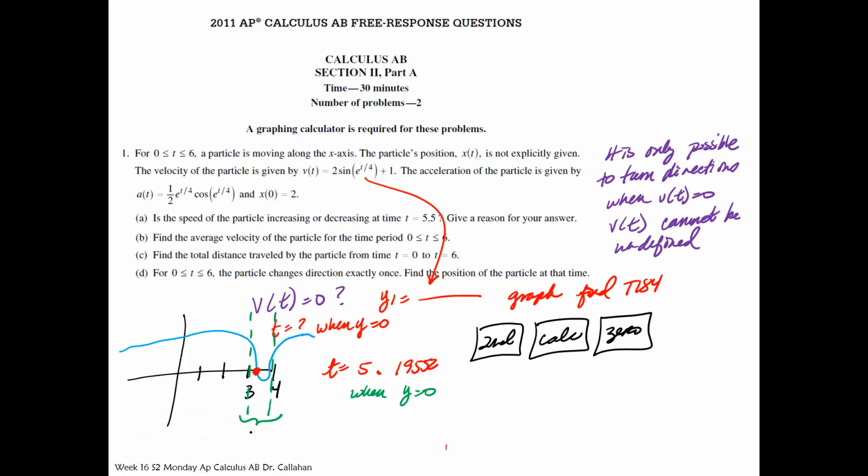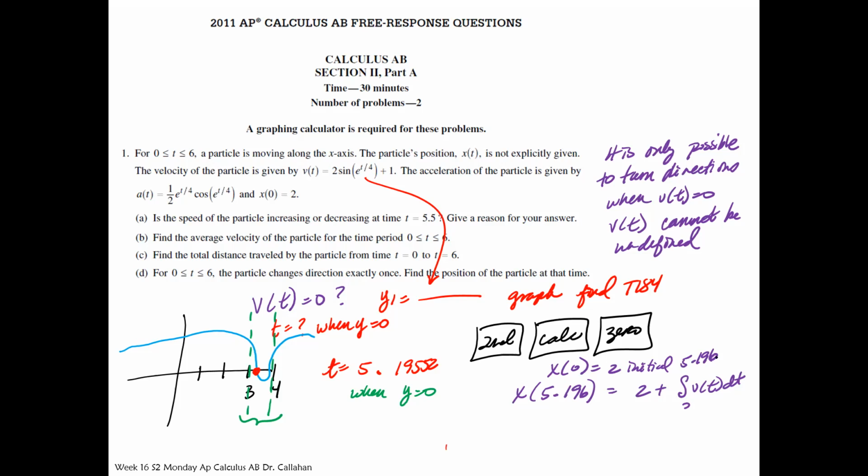So now that you know that v of t equals 0, so when t equals 5.19 seconds or minutes, whatever that is, you're also going to look at the fact that it gives you x of 0 equals 2. So then what you're going to look for is x of 5.196. When x is at 0, the initial position is 2. So you're going to have 2 plus the integral of your velocity, and the lower bound is 0 and the upper bound is 5.196.